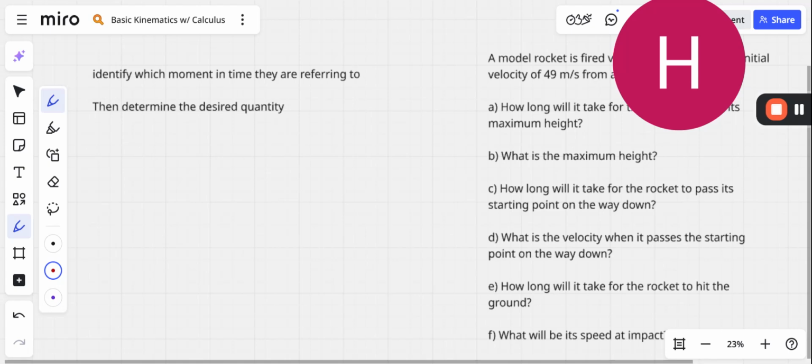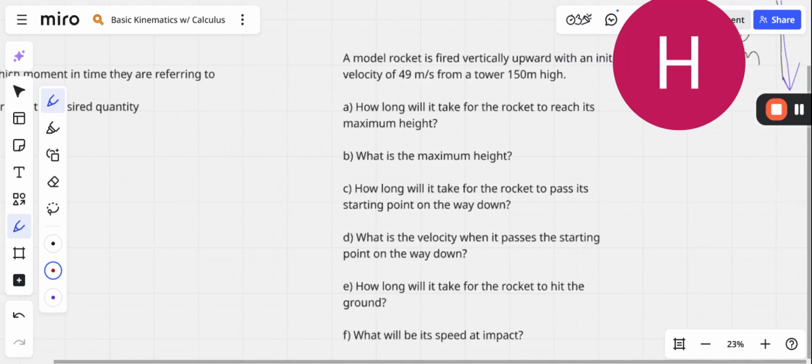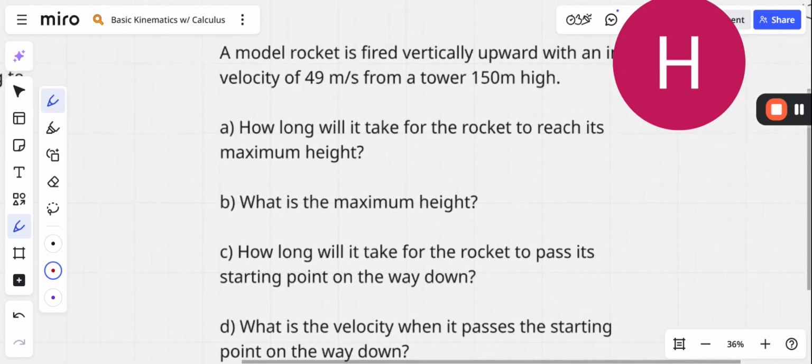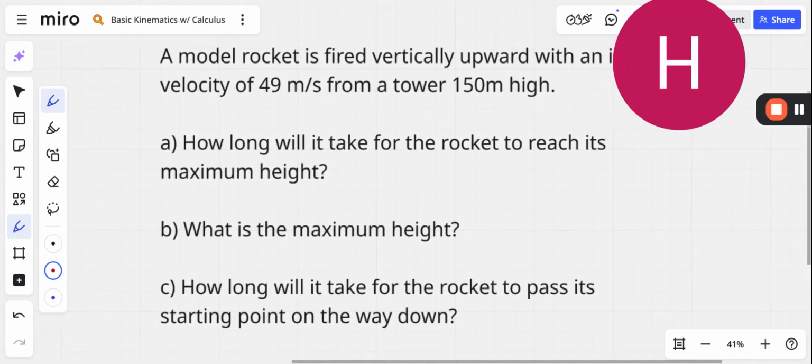So these 6 parts are going to allow us to interpret some of these questions. How long will it take? That seems like that's what they're asking for. They're basically asking for t. But we need to know when they're talking about this. How long will what take? How long will it take for the rocket to reach its maximum height?